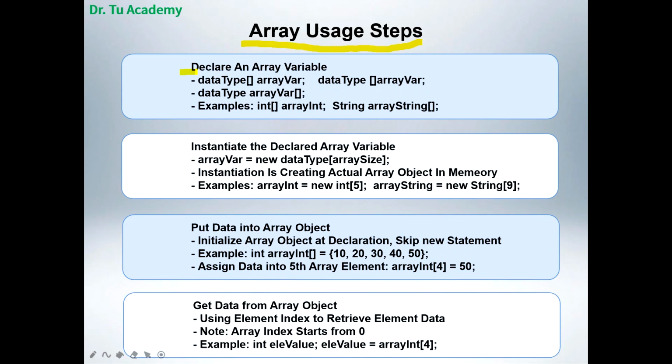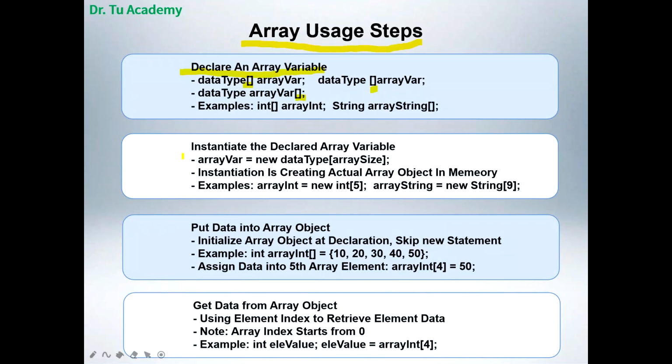First, we declare an array variable. We can use data type, bracket, variable name. Notice here, we can put the bracket here, or here, or here. They're all the same.